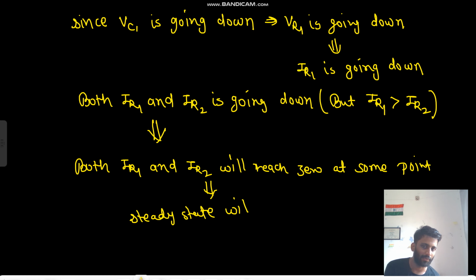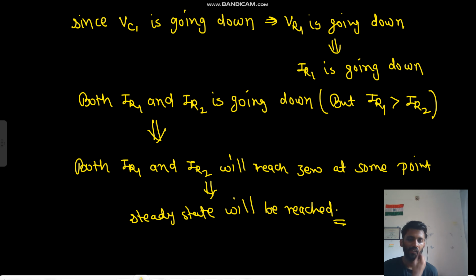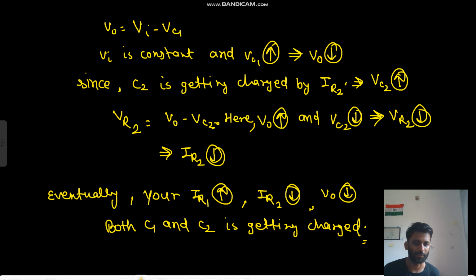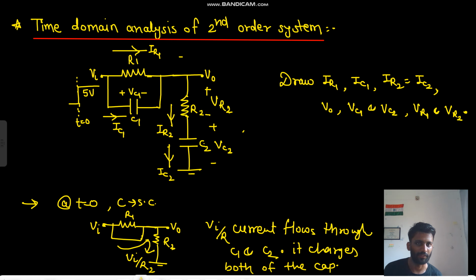Now I will explain the complete concept once more. Okay, so you have to listen very carefully. I am explaining the complete concept once more right from the beginning. Initially C1 is shorted, C2 is shorted, so the current V in by R2 is flowing. So here IR2 current is maximum, 5 by R2, and your IR1 current is 0.